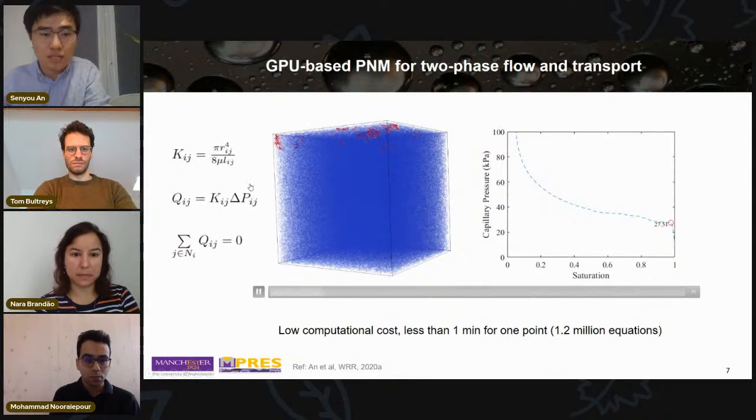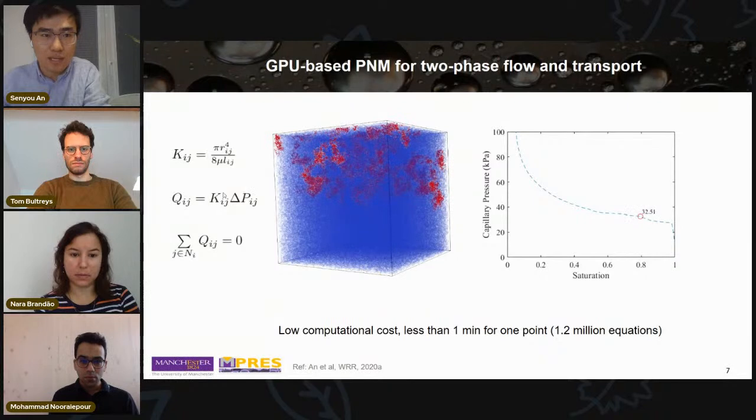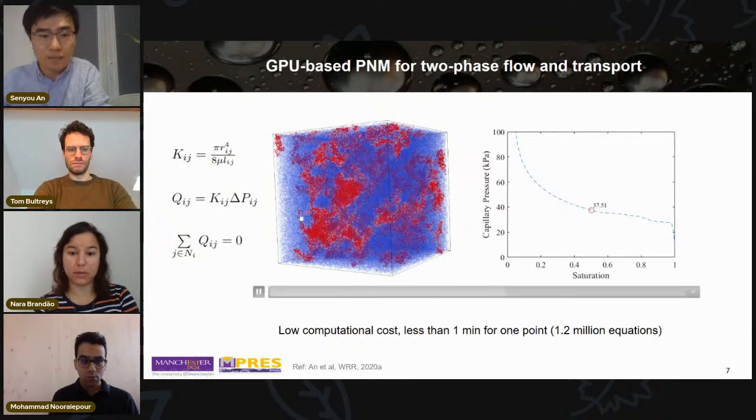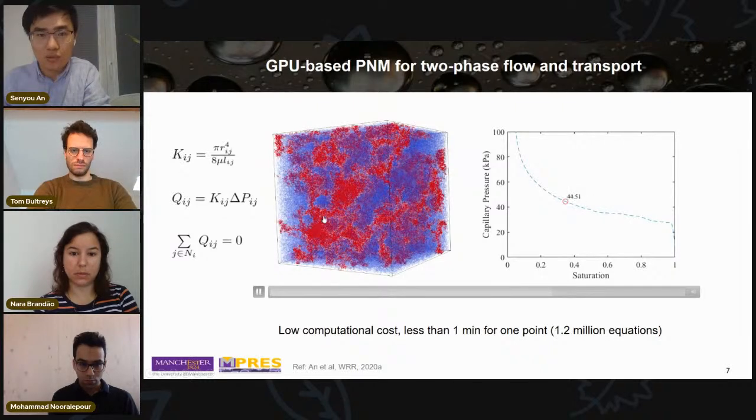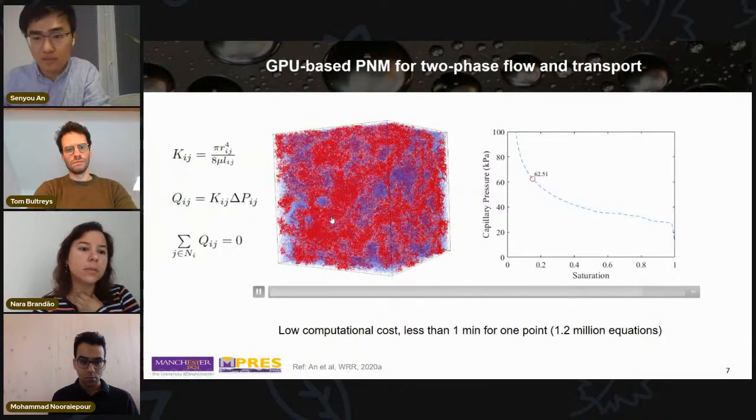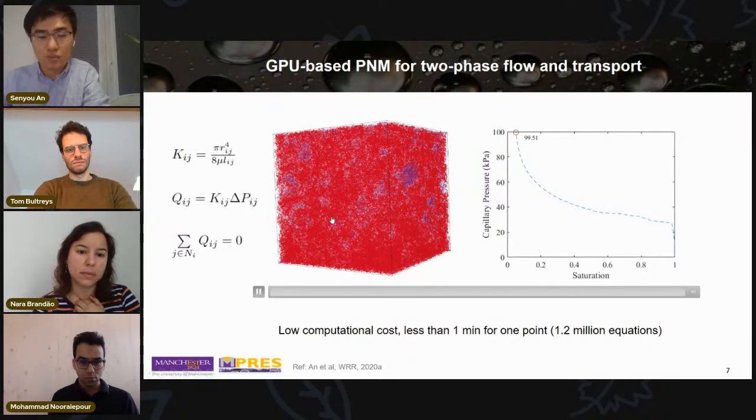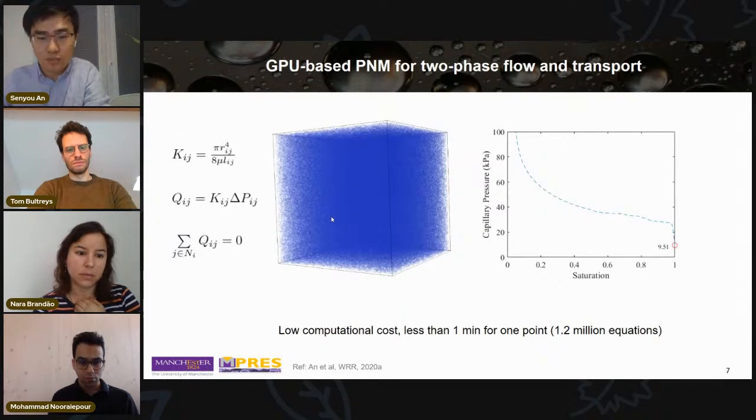Then in both uncorrelated and correlated networks, we did the two-phase flow simulation based on the Hagen-Poiseuille equation and the mass balance equation. The sample is initially saturated with oil. Here the blue represents oil, displaced by water to different saturations. After breakthrough, we solved the pressure distribution and the velocity field for the two phases. Here I developed a GPU-accelerated Jacobi-preconditioned BiCGSTAB solver, which can solve each saturation in 1 minute.